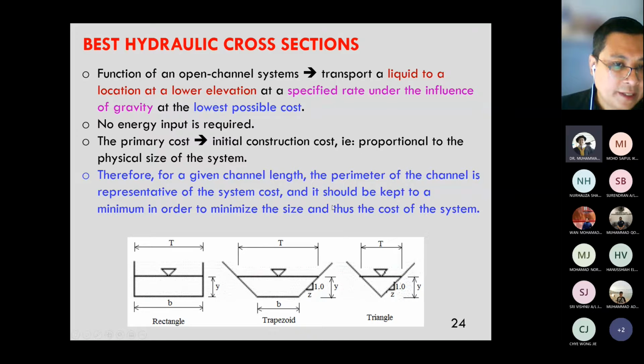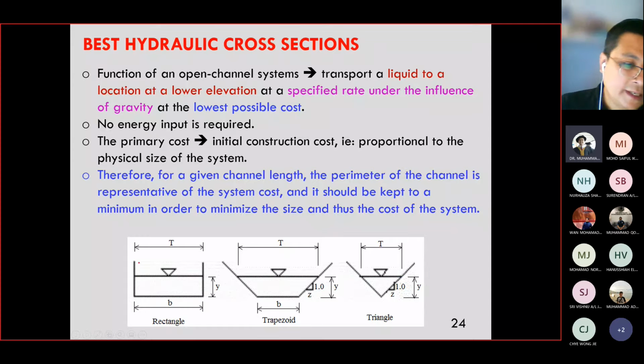So no energy input is required, and the primary cost, the initial construction cost for example, is proportional to the physical size of the system. Therefore, for a given channel length, the perimeter of the channel is representative of the channel system cost, and it should be kept to a minimum in order to minimize the size and lower the system cost. So you can see the figure describing the open channel condition for various shapes of channel. This one is an open channel, mainly influenced by atmospheric pressure.